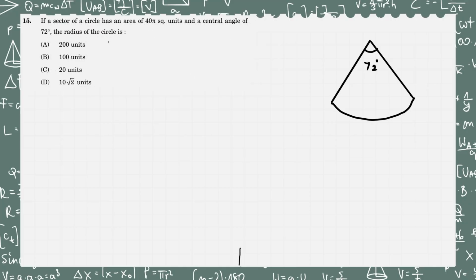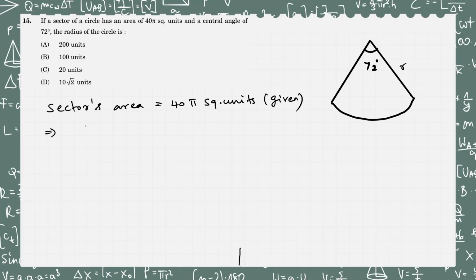If a sector of a circle has an area of 40 pi square units and a central angle of 72 degrees, the radius of the circle is? So let this be the sector given and let the radius of this sector be r, which we need to find out now. But the area of the sector is given, right? So the sector's area is given to be 40 pi square units, right?